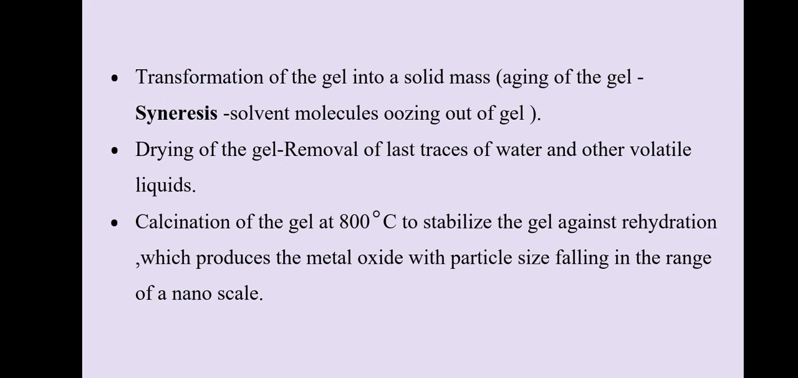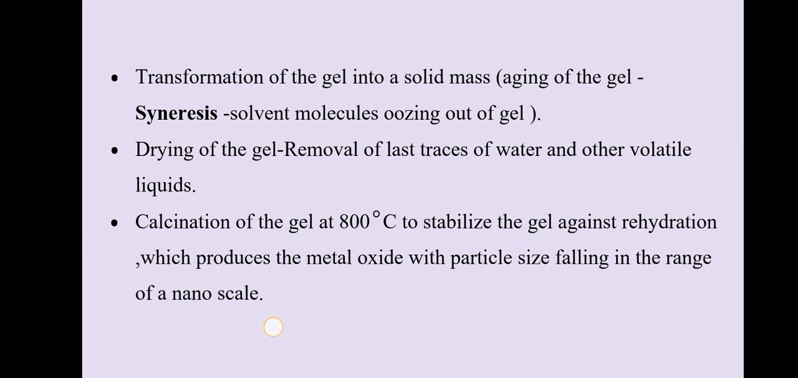Next step is the drying of the gel. By drying of the gel, it removes the last traces of water and other volatile liquid present in that gel. Next is the calcination of the gel, which is carried out at 800 degrees Celsius, and this calcination is done to stabilize the gel against rehydration, which produces the metal oxide with particle size falling in the range of nanoscale.